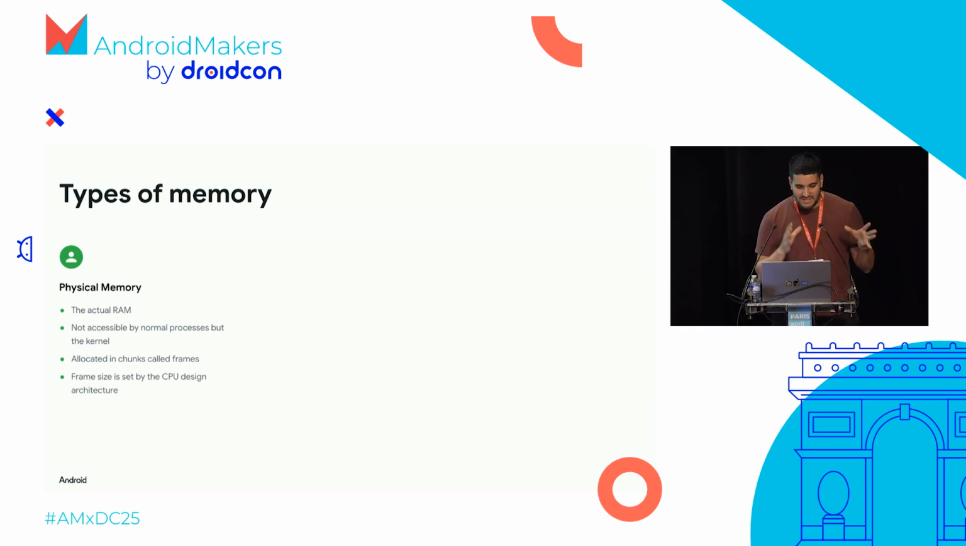And physical memory is chunked in small pieces, and those pieces we call frames, memory frames. You may see those different words. And lastly, the frame size, so those chunks, is decided by the CPU. So RAM is kind of agnostic in terms of how it can be chunked.